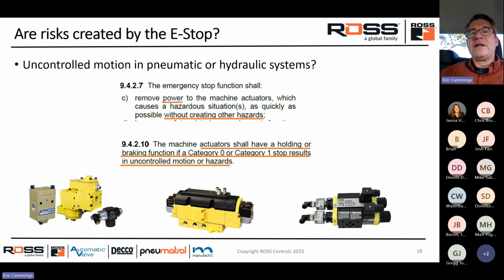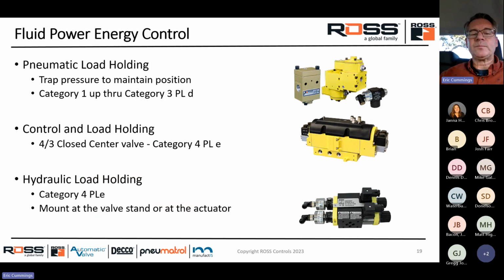So if you're looking at exhausting all the air or the hydraulics or block and bleed, are you going to have motion? Are you going to have uncontrolled motion? Because as it's stated, we don't want to create other hazards, and we need to have some way of holding or braking in this category 0 or 1 stop if there's going to be uncontrolled motion or hazards. So again, there's a few options available out there from a pneumatic and a hydraulic standpoint.